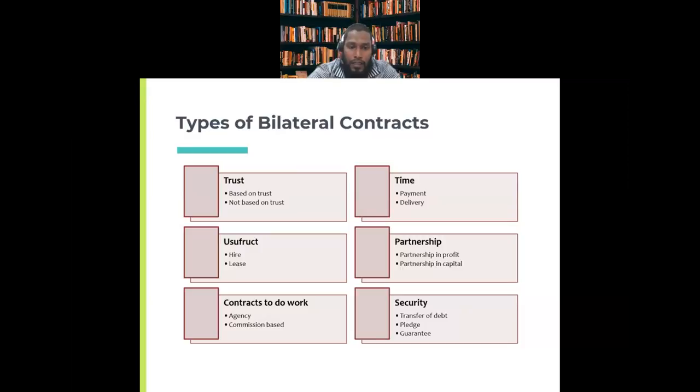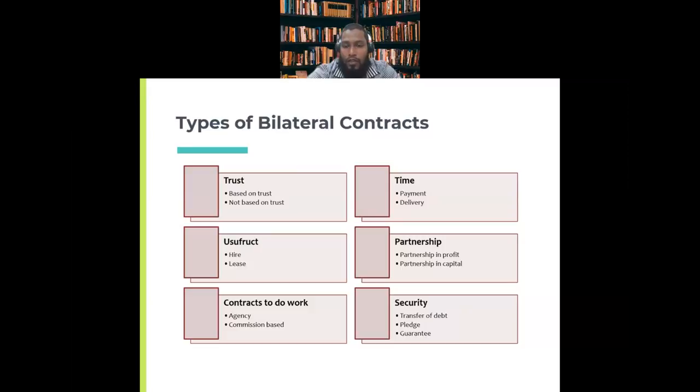In terms of contracts to do an act, we have agency, which we call wakala, or we can also call juala, where if someone can do an act and achieve some level, then he will be rewarded. That is the juala contract. While agency is wakala, which is a representation, authorized to act on behalf of somebody else.